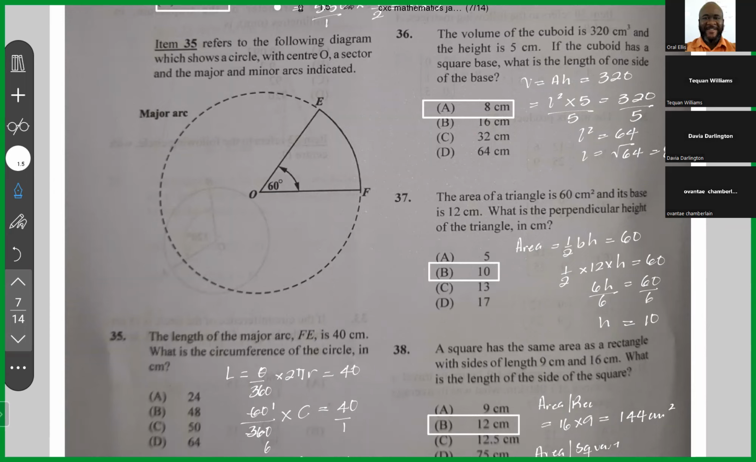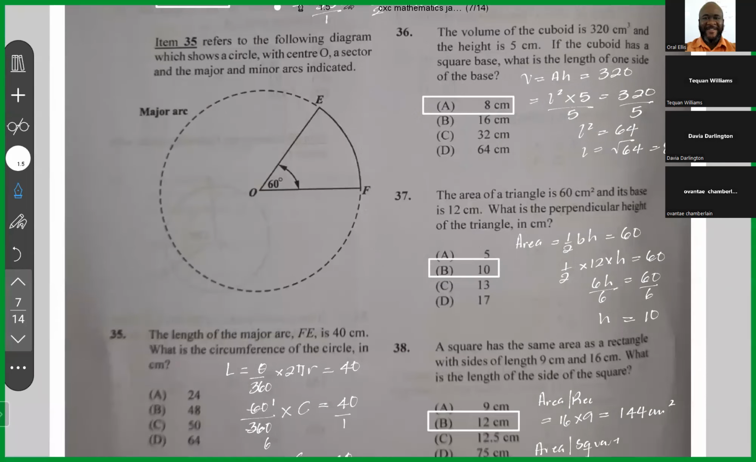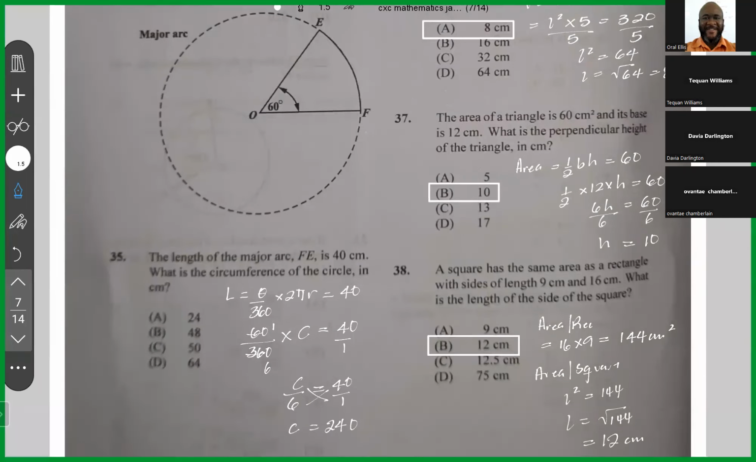So the major arc is indicated by the dotted line. The minor arc is EF. We are told the length of the major arc EF is 40 centimeters. Oh, I did something wrong. I'm the one who did something wrong. All right, so I'm gonna have to fix this. I did something wrong. It's okay, I can fix it.